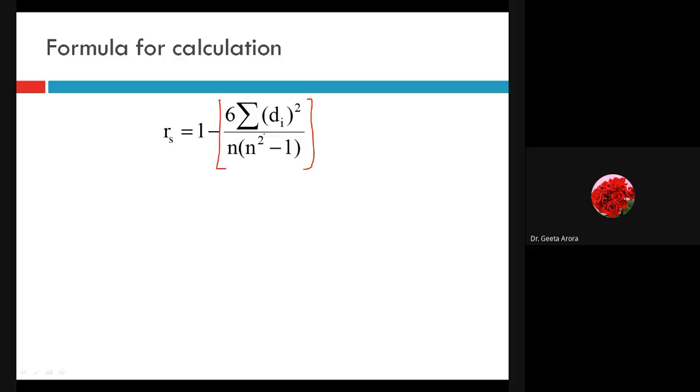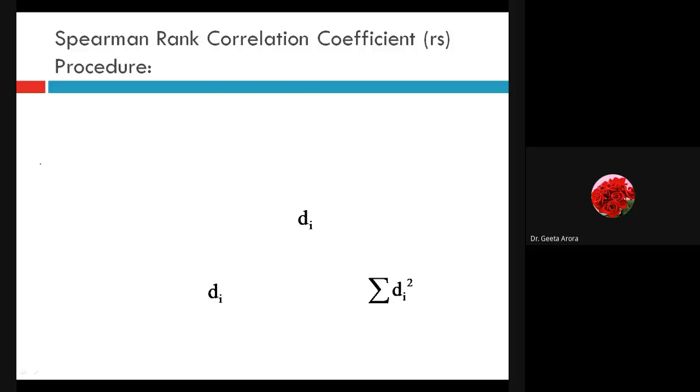And if we talk about what is n, we have discussed it is the number of pairs we have for the observations. And what is d_i? d_i is the difference in their ranks, because we are working with the rank correlation. So we are going to find out the rank differences, and that is d_i.